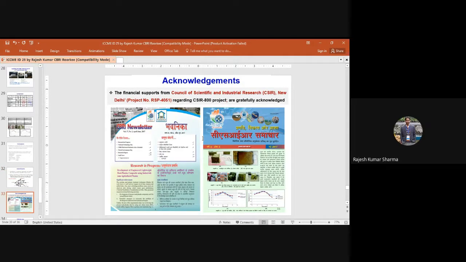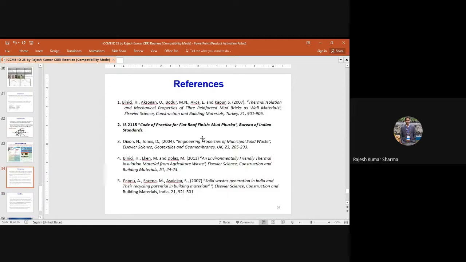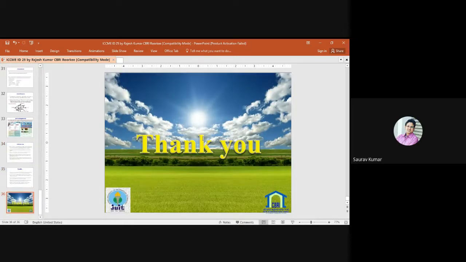This work was funded by the CSIR 800 project, which mainly focuses on rural and urban housing. And for publicity, this work has been published in the brochure of CSIR and our institutional letter also. So these are references that we have followed during carrying out this work. Thank you so much.